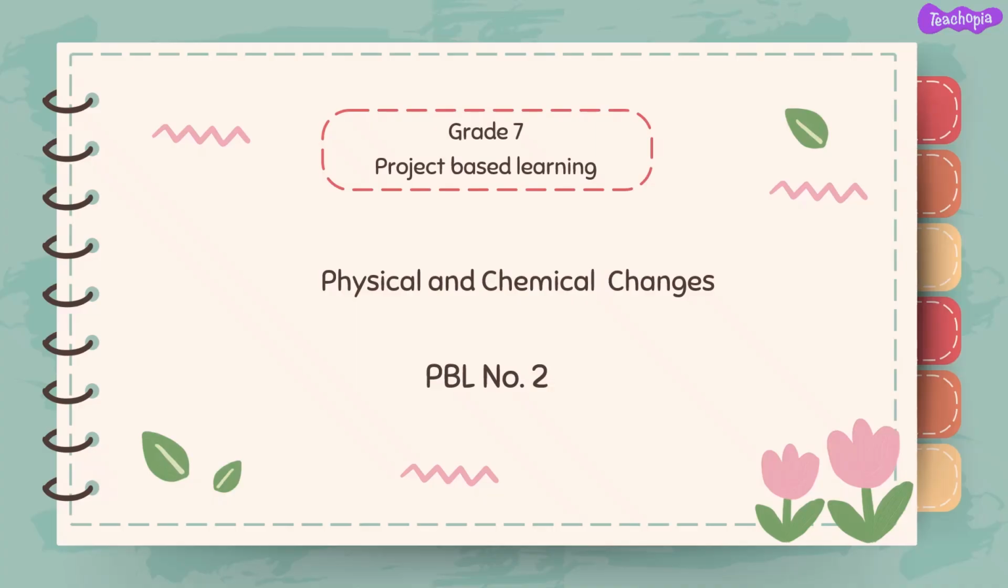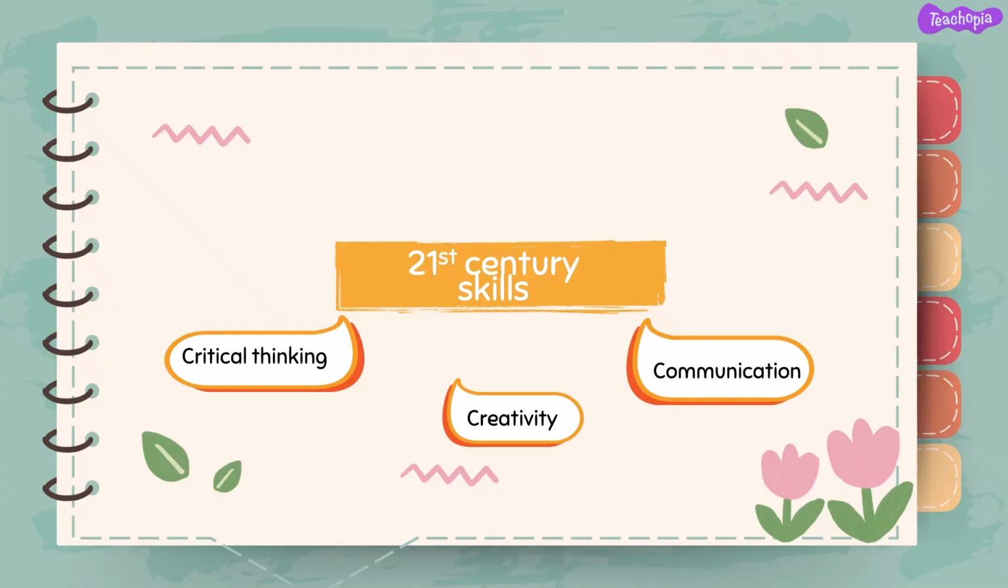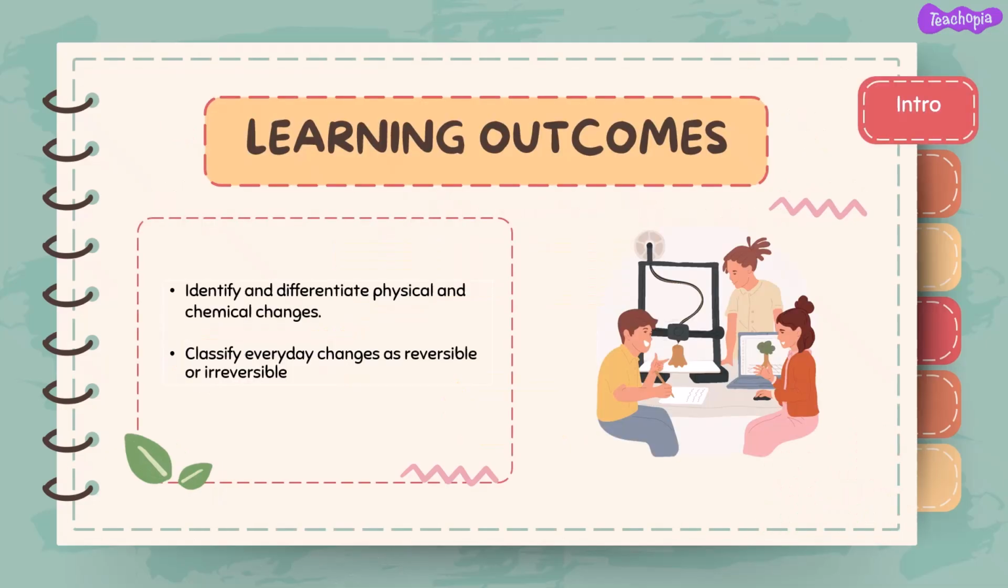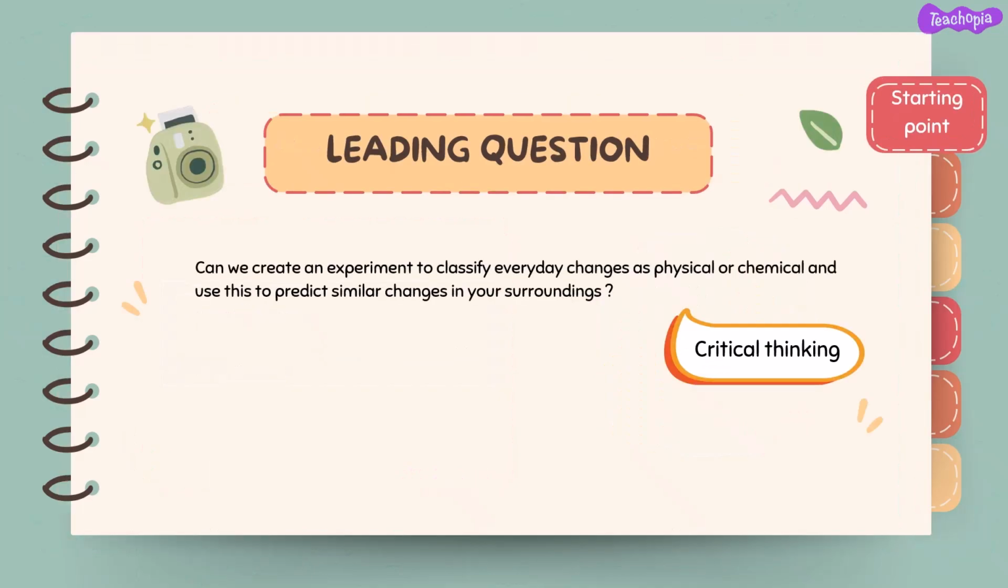In this video, we will discuss how to guide the students in performing this PBL. Also, we'll explore how this PBL helps students develop 21st century skills like critical thinking, creativity, and communication while understanding the differences between physical and chemical changes through real-life examples. The learning outcomes that the students will achieve after performing this PBL are shown here.